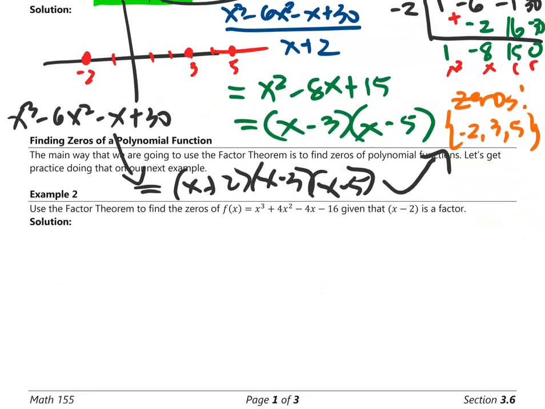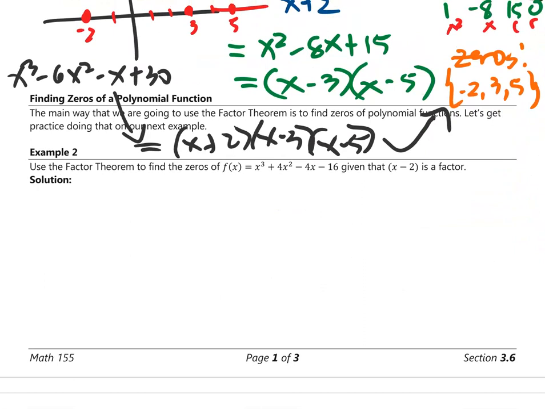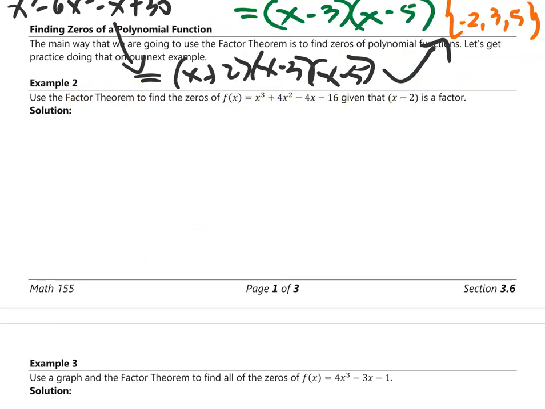Okay. Finding zeros of a polynomial function, the main way that we are going to use the factor theorem is to find the zeros of polynomial functions. Let's get practice doing that on our next example. Example 2. Use the factor theorem to find the zeros of f of x equals x cubed plus 4x squared minus 4x minus 16, given that x minus 2 is a factor.